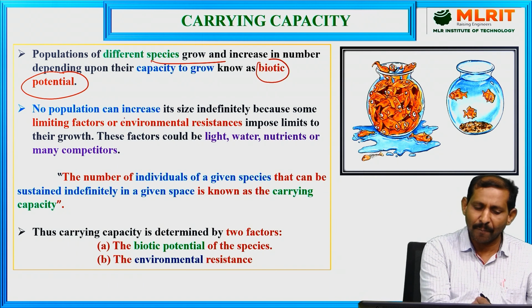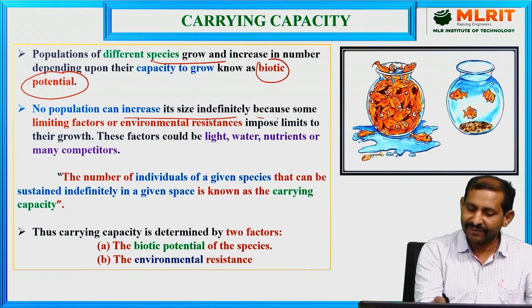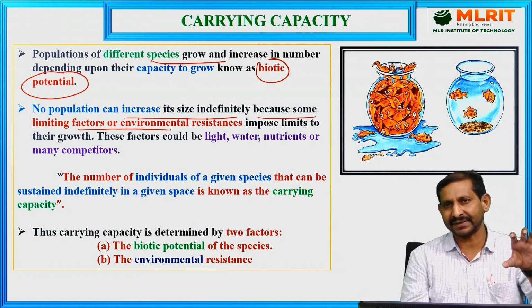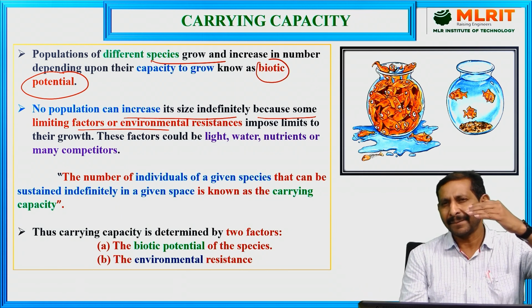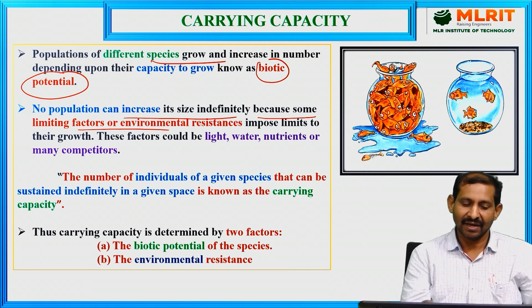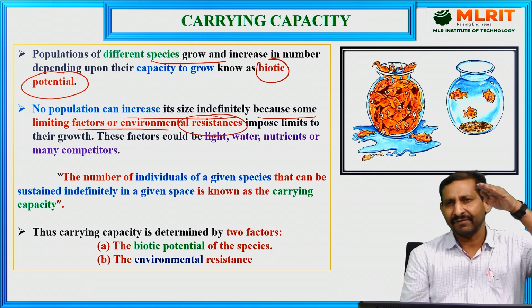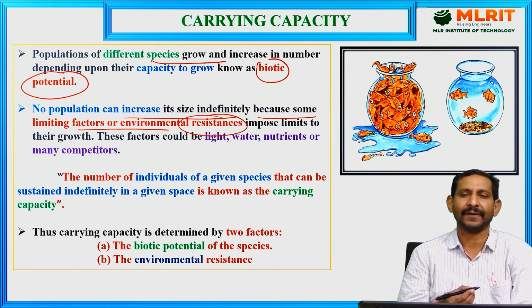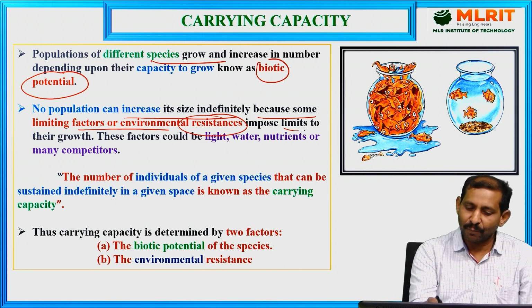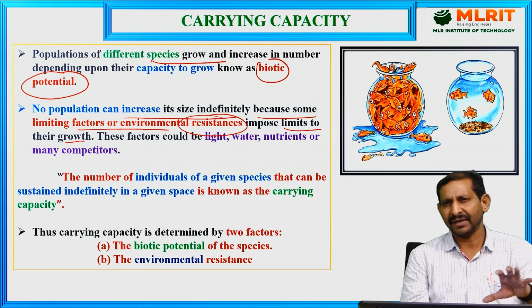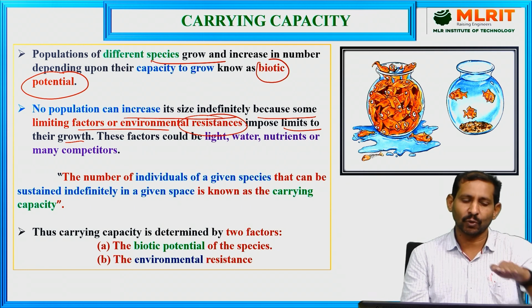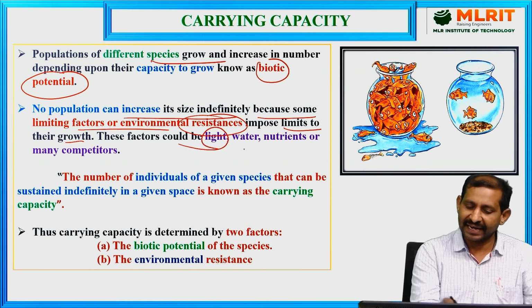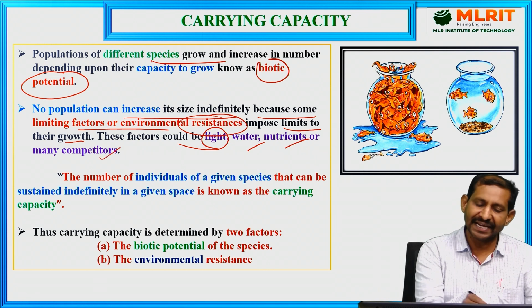A population does not increase in size indefinitely because of limiting factors. It does not grow exponentially forever, because limiting factors like environmental resistance and environmental restrictions are working on the growth of the population. They impose limits on growth. Environmental limiting factors or environmental resistance oppose that growth. These factors include light, water, nutrients, or many competitors.